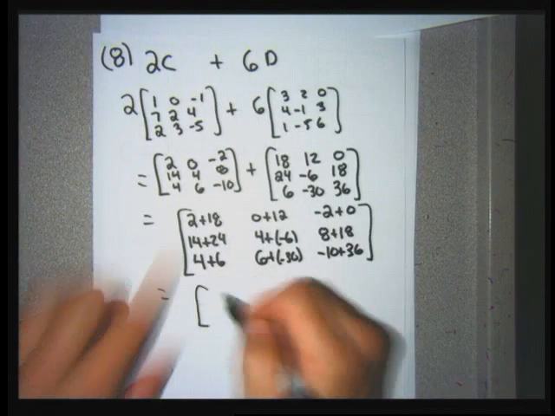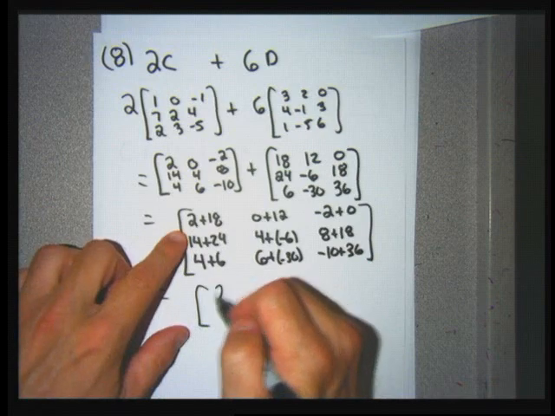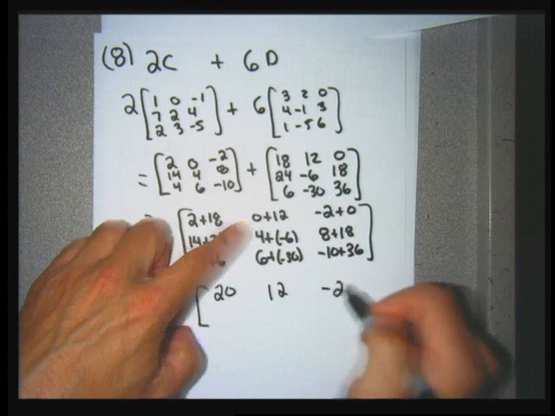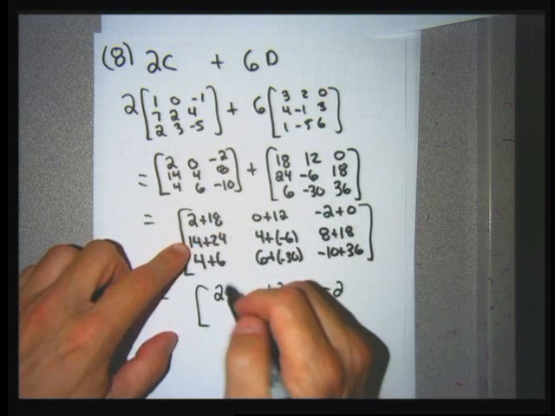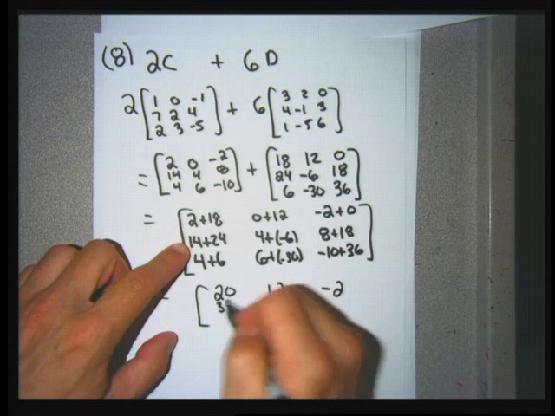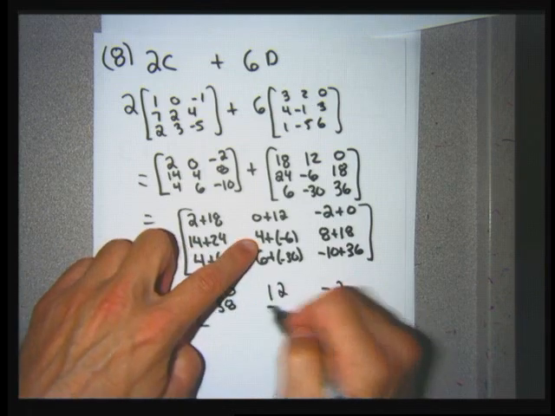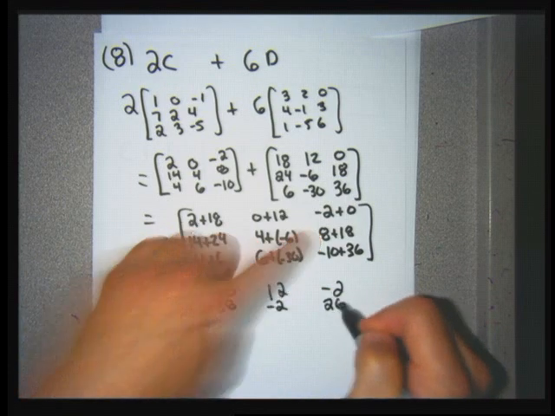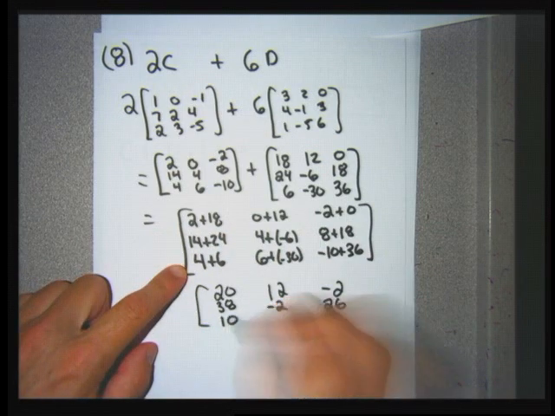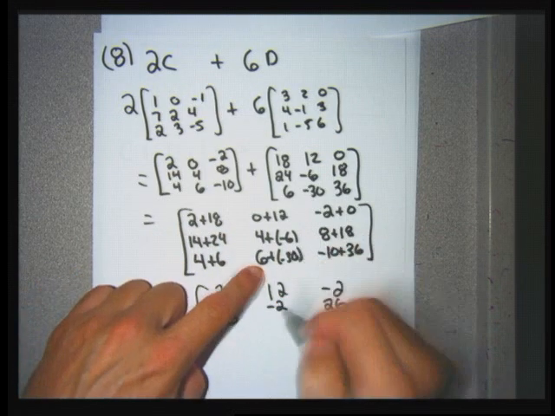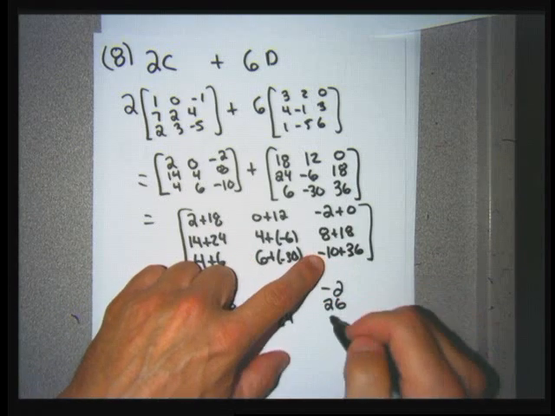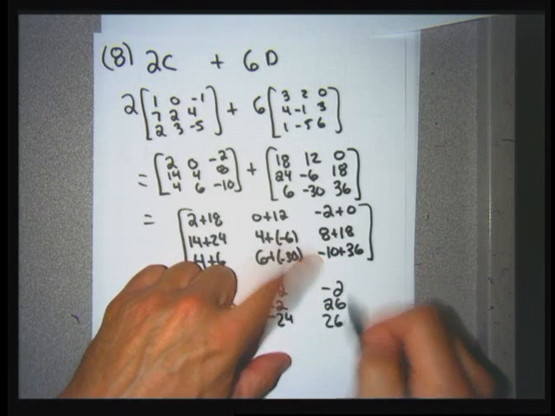Upper left, 2 plus 18 is 20. 0 plus 12 is 12. Negative 2 plus 0 is negative 2. Middle, 14 plus 24 is 38. 4 plus negative 6 is negative 2. 8 and 18 is 26. Bottom, 4 plus 6 is 10. 6 plus negative 30 is negative 24. Negative 10 plus 36 is another 26.